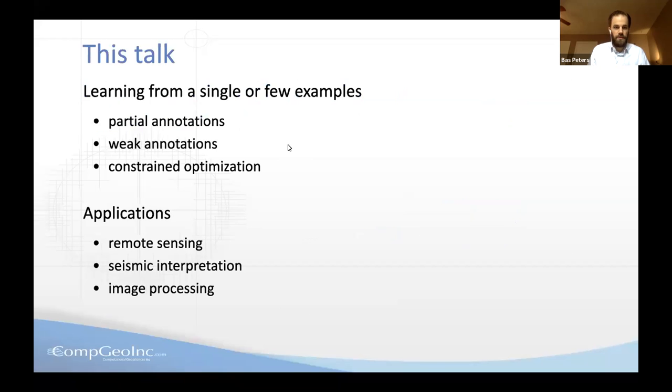Learning from a single example is possible, or a few examples, and a few categories that are often mentioned are like when you work with partial annotations. But if you don't have that, you can work with weak annotations, more like higher level information, like image captions, for example, like a text description of what's in the image. And another alternative is to formulate things as constraint optimization, and I will discuss mainly this category. And I'll show some applications in remote sensing, seismic interpretation, and image processing.